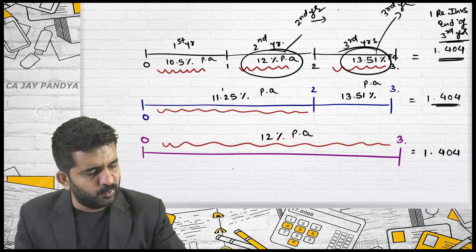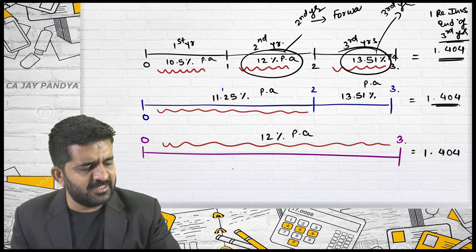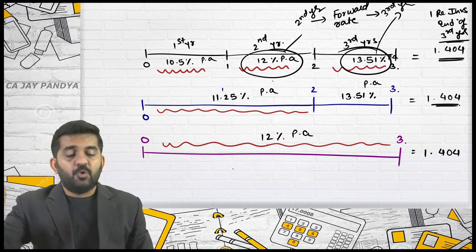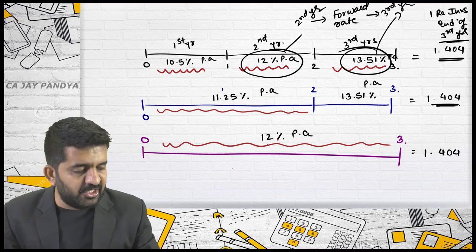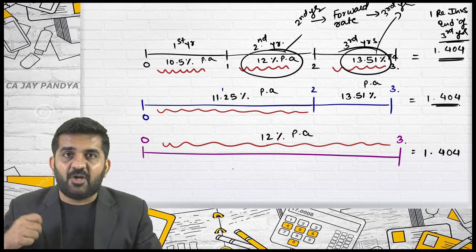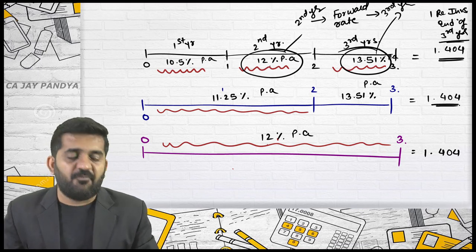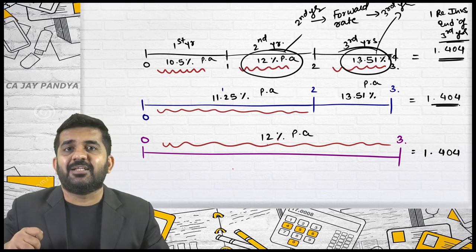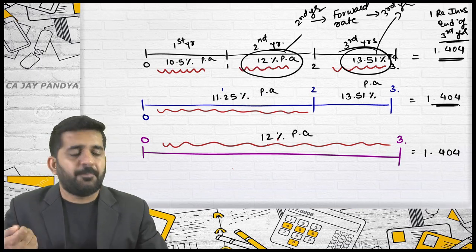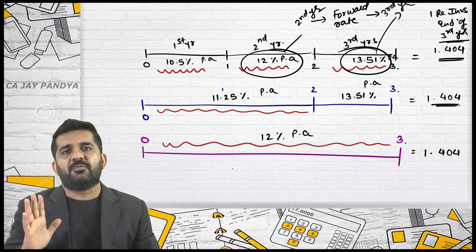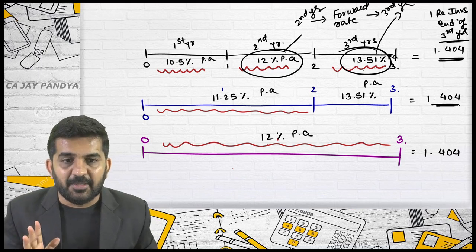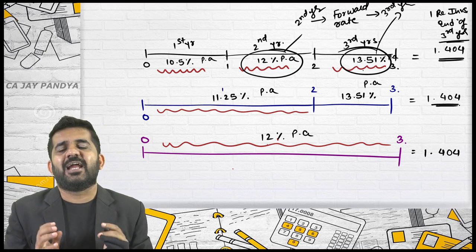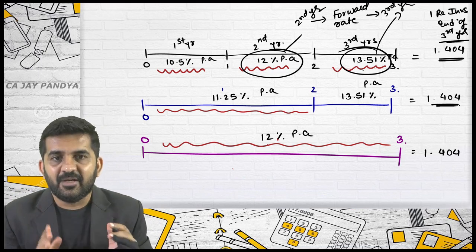So these two rates are termed as forward rates. If you invest money at the end of the first year for a period of 1 year, 12% rate will be applicable. If you invest money at the end of the second year for a period of 1 year, 13.51% rate of interest will be applicable. This is just the understanding of forward rate.